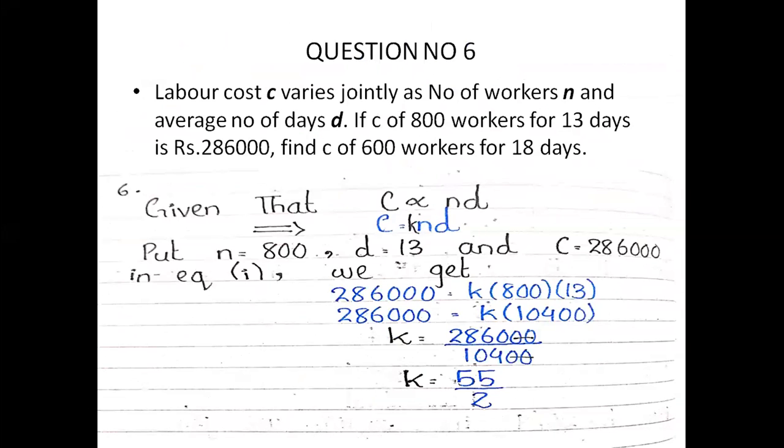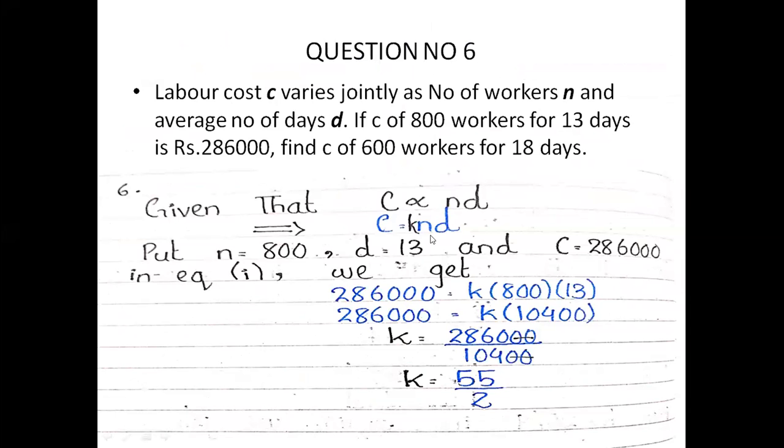Okay. So the labor cost varies jointly as the number of workers, n. So the number of workers is denoted by n, and the average number of days, that is represented by d. So this value over here varies directly with two other quantities, the number of workers and the average number of days. So C is directly proportional to n and d, both of these values. This is joint variation. Now, of course, C is equal to K, N, and D.